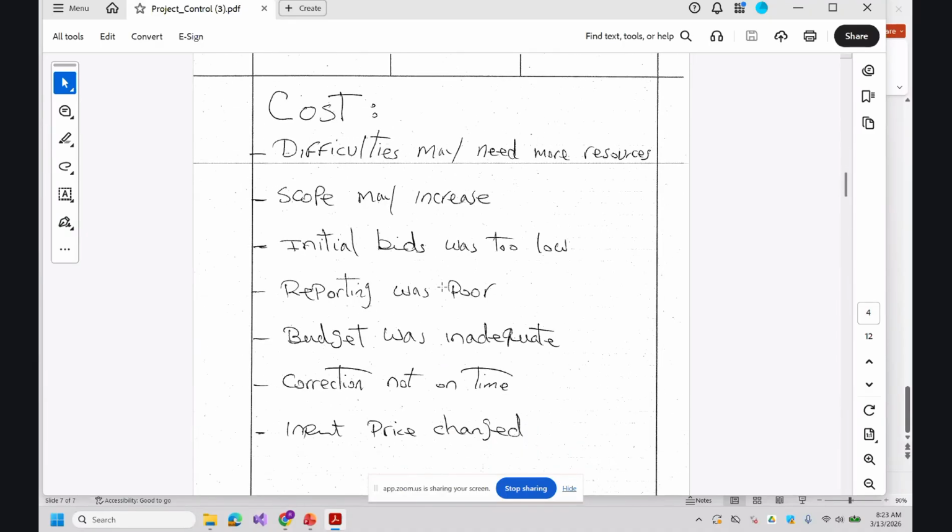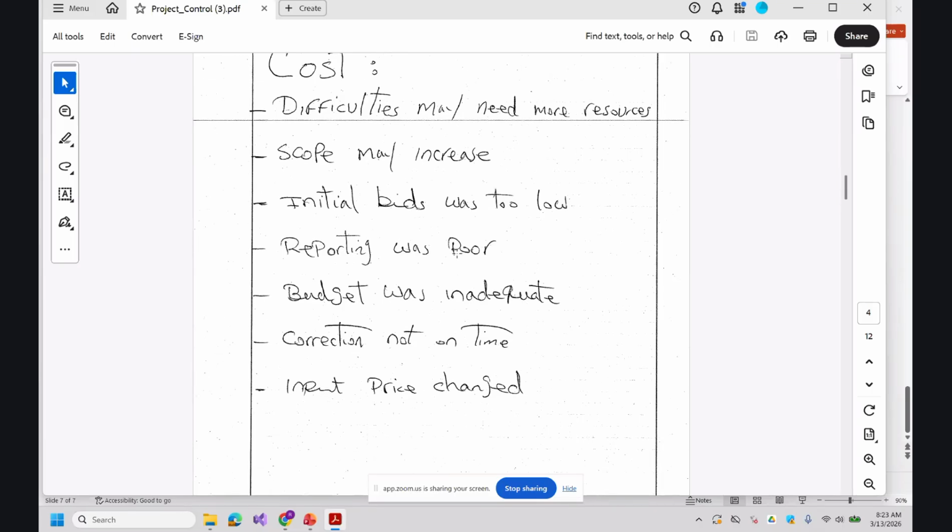Then it is cost. You did some estimation for expenses. Difficulties may need more resources. You may have to hire additional programmers, or add or buy additional tools and computers, because the scope of your progress has been increased. And the initial bids that you did maybe were too low. You thought something was going to cost less, but you have to spend more money on it. So these are some examples that you can think about for cost. So these are the three main elements.